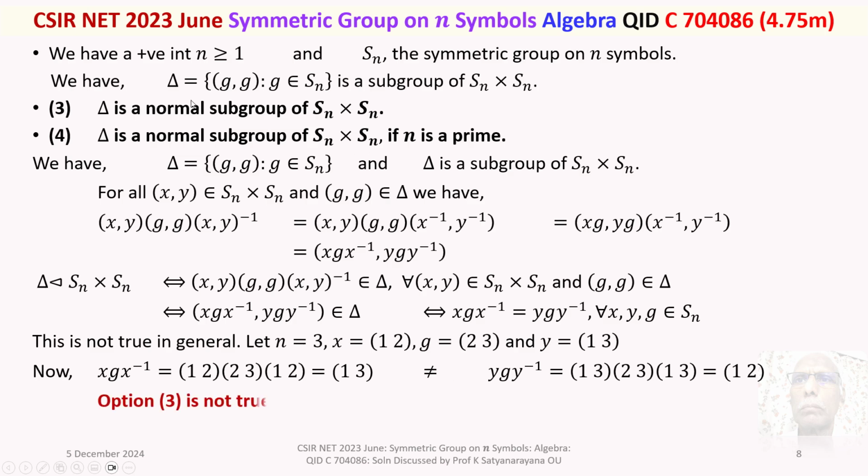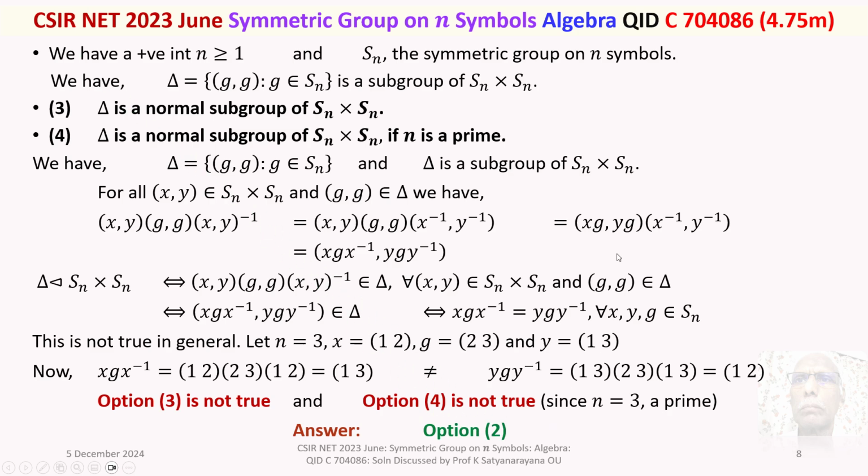So therefore option 3 is not true. That is, it is not a normal subgroup. So the normality has gone. In this example we have shown that it is not a normal subgroup when n is 3. What is 3? 3 is a prime. So in this example, when n is 3, a prime also, it is not a normal subgroup. Therefore, option 4 is not true. Therefore, the answer to this question is only one, that is option 2.